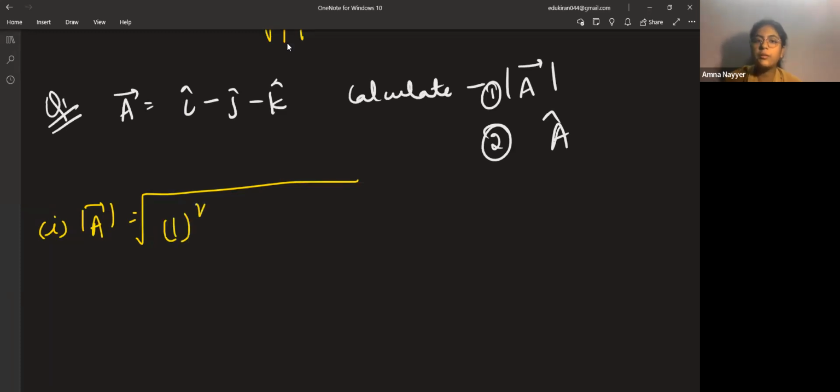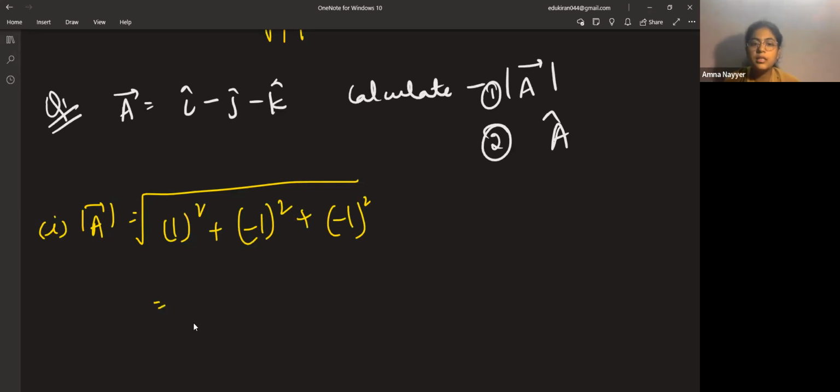So square of it becomes 1. No, Siddhika. Slight error that has led to the incorrect answer. Look here. Till here, your answer is right. But see, plus coefficient of j cap. Coefficient of j cap is -1. So square of it is this. Plus coefficient of k cap is -1. So square of it is this.